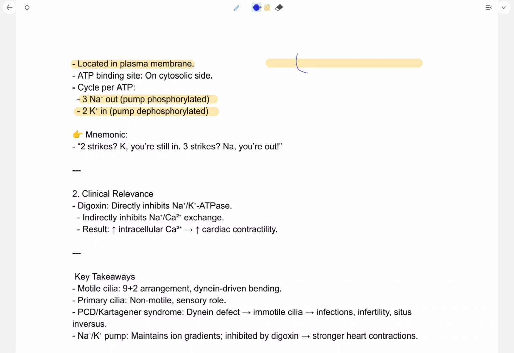So this is the cell membrane and here the sodium-potassium ATP pump is located. When three sodiums go out, the pump is phosphorylated. When two potassiums come into the cell, the pump is dephosphorylated. So these are the functions of the sodium-potassium pump.